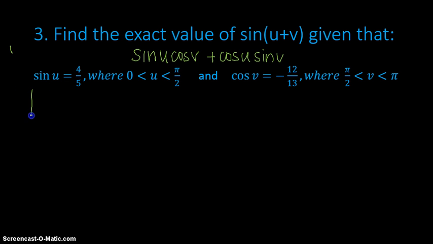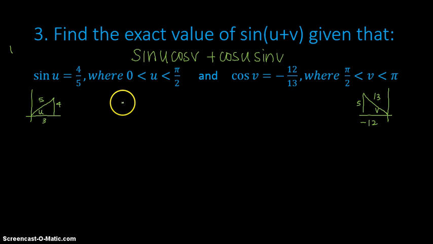Between 0 and pi over 2 would be in quadrant 1. Don't forget your triangle is always drawn to the x-axis, so that's angle u. Sine is 4 over 5, which means this side is 3. Over here this says v is between pi over 2 and pi, so that's in quadrant 3. Again, drawing my triangle to the x-axis, there's my angle v. Cosine is negative 12 over 13, which means this side is 5.